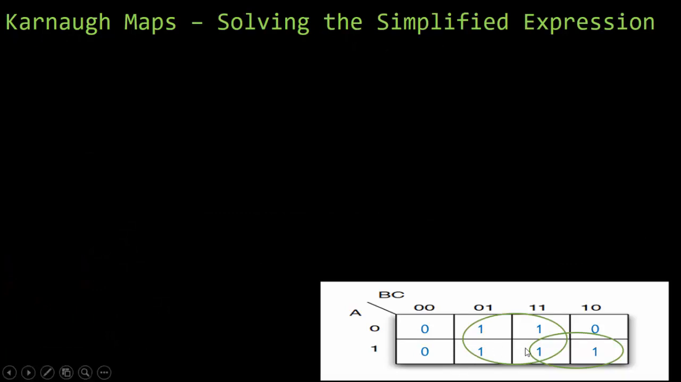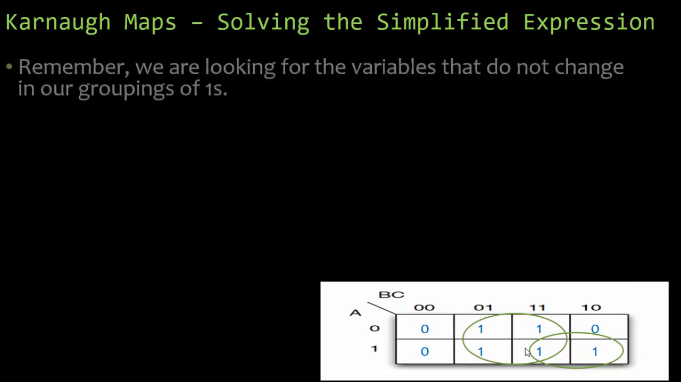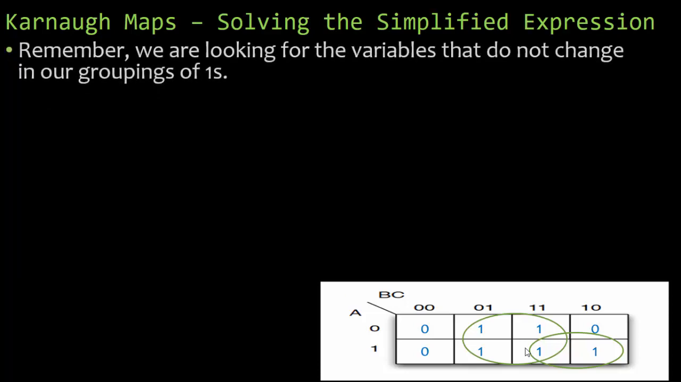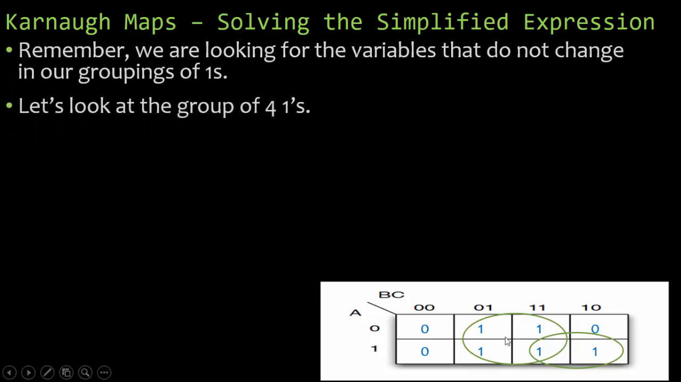So here's our K-map. We just circled the largest grouping of ones, but how do we use that and implement it so we can get the simplified Boolean expression? Now remember, we're looking for the variables that do not change in value in our grouping of ones. So let's look at the first group of ones, which are these 4 ones that we circled. Those were the first one we identified. You can identify them in any order. We could start with these 2, but we're going to start with the 4 largest ones.